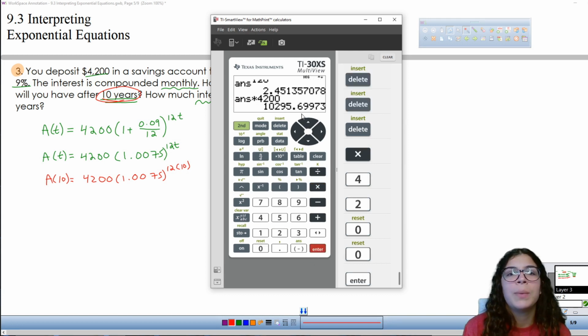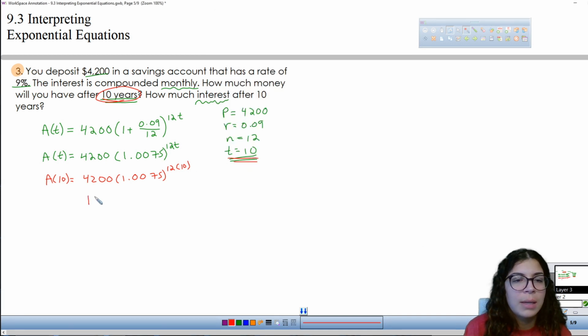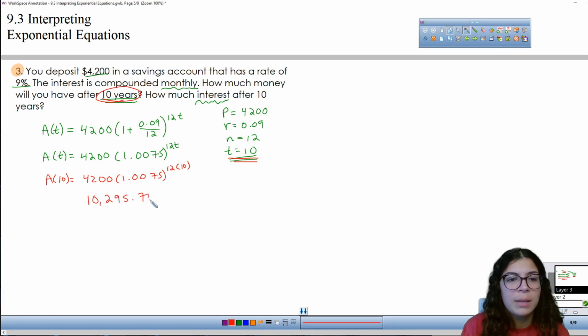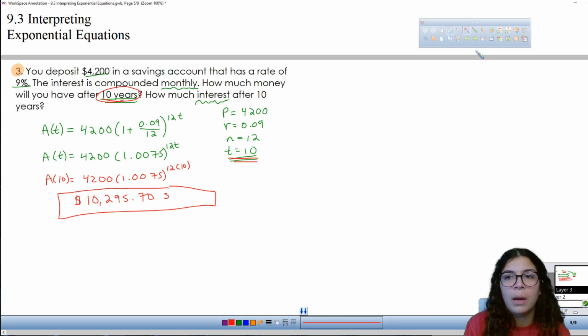Okay, so we have $10,295.70. This is how much money is in the account. We'll say money in account.